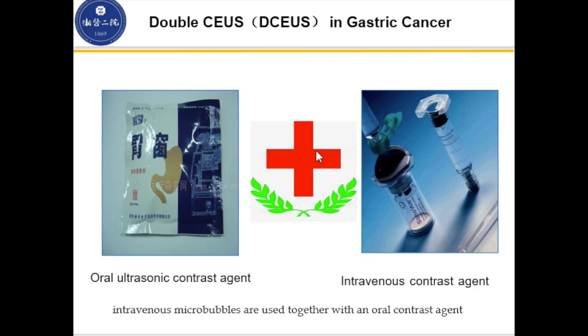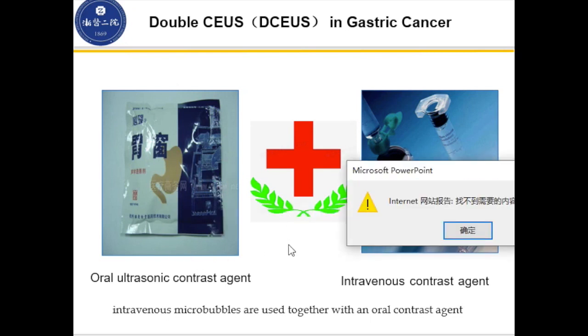And here I'd like to introduce a new method named double contrast-enhanced ultrasound, DCEUS, in gastric cancer, in which intravenous bubbles are used together with an oral contrast agent. And this is the oral contrast agent.